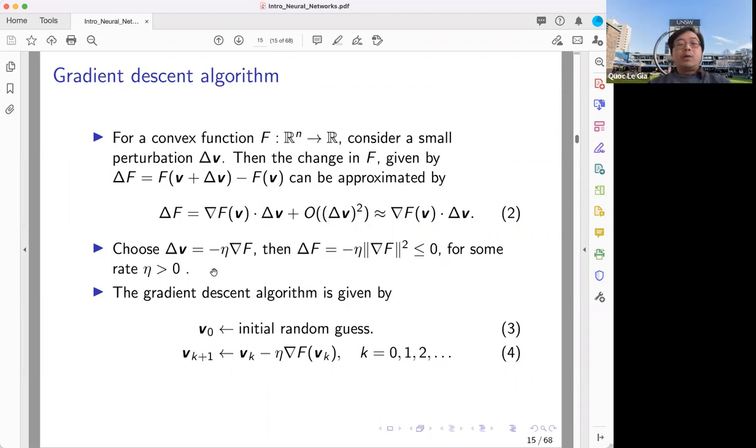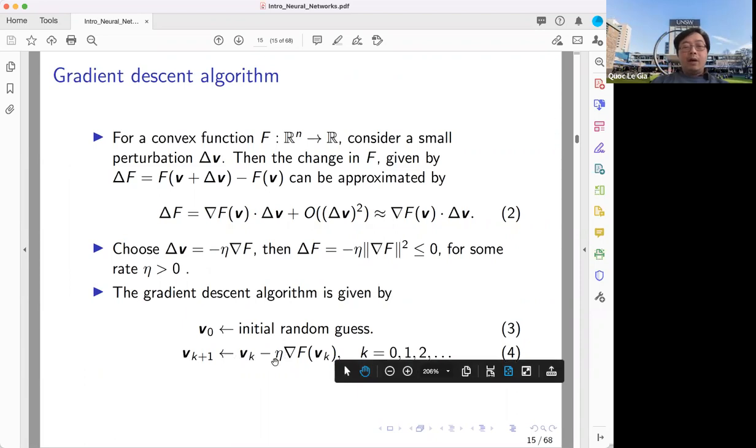Then if you choose delta V to be in the direction of the gradient and the function is convex, every step you move along this direction makes the function smaller. Eta, in neural network packages, is called the learning rate. For the gradient descent algorithm they fix the learning rate, but for some adaptive algorithms like AdaDelta, a very recent algorithm, eta can be changed adaptively at every iteration. So the gradient descent algorithm can be given like this: initially you put in V0 as some random guess, and every time you update the vector V by going down in the direction of the gradient.